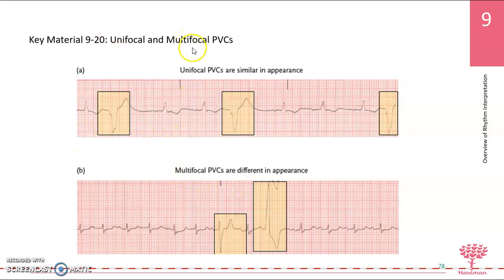Here's a unifocal and multifocal PVC. Remember, PVC means premature ventricular complex or contraction. The PVC is going to be inverted like that. So you've got an inverted QRS.